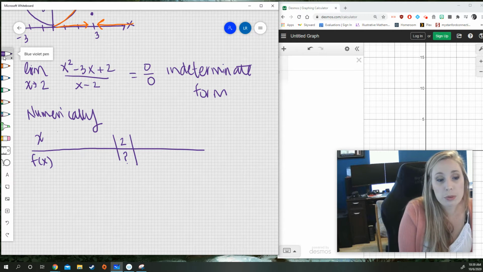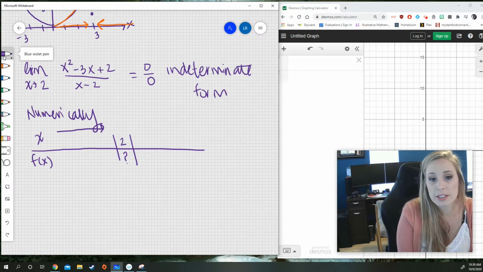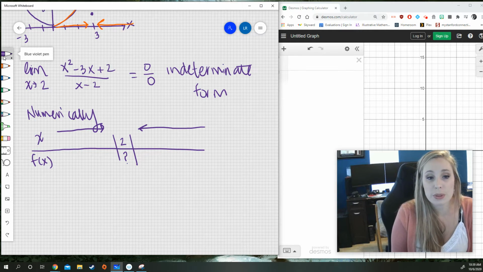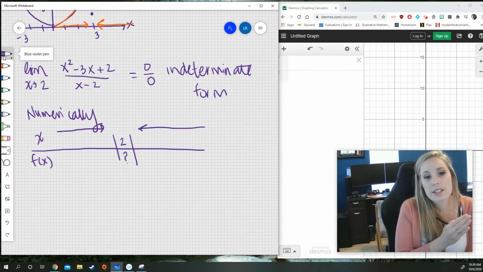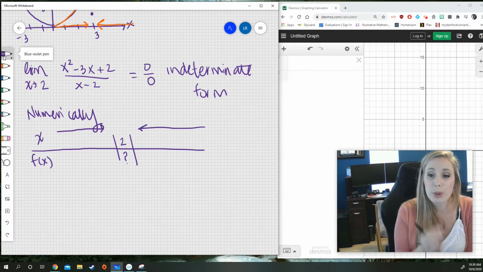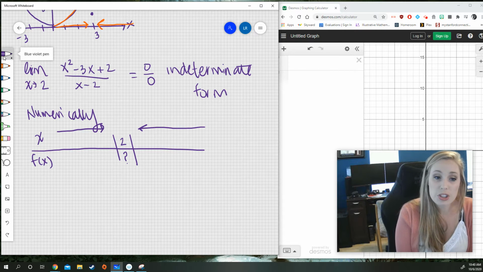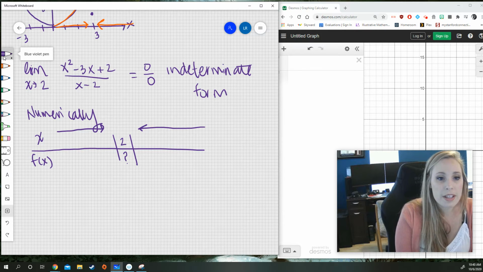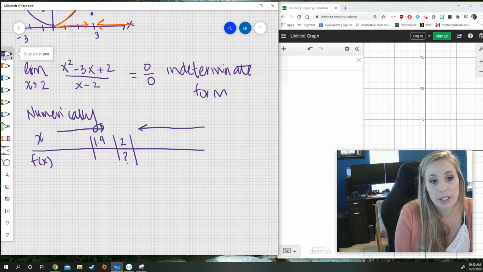And from the left, we want to get as close as we possibly can to 2. And from the right, we want to get as close as we possibly can to 2. And if, as I'm looking at this from the left and from the right, I'm approaching the same value, that is what the limit is approaching. So from the left, we could try 1.999. We could try 1.99, and we could try 1.9.